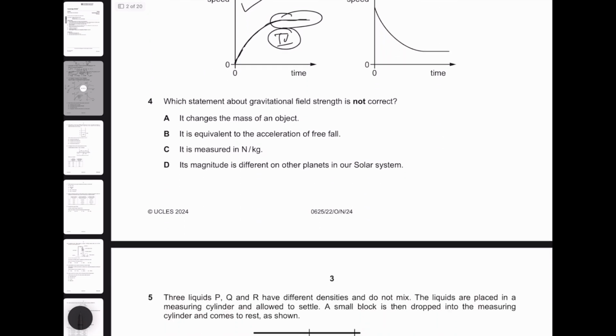Next question. Which statement about gravitational field strength is not correct? It changes the mass of an object. This is not correct. So this should be your answer. Let's check the other ones. It is equivalent to acceleration of free fall. This is true. It is measured in newtons per kg. This is also true. Its magnitude is different on other planets. Yes, for Earth it is something, for Mars it is something, for Jupiter it is something. Right, so this statement is also true. The correct answer according to this question is A.